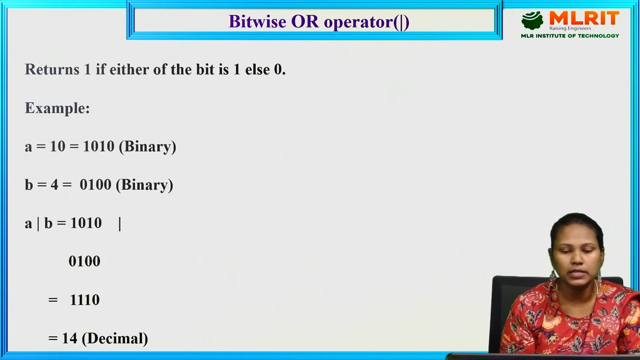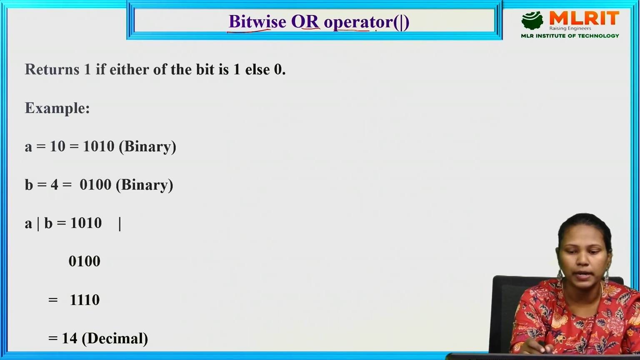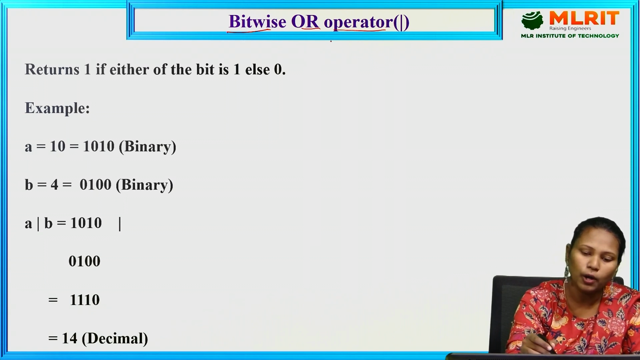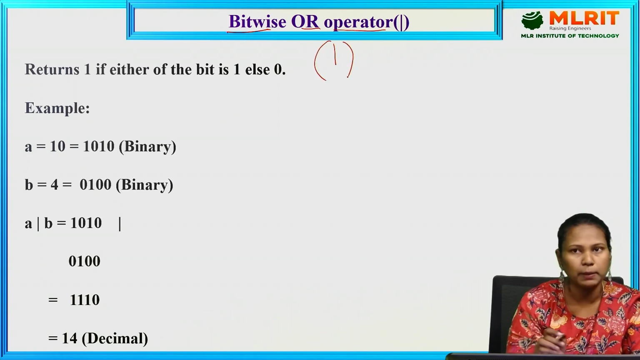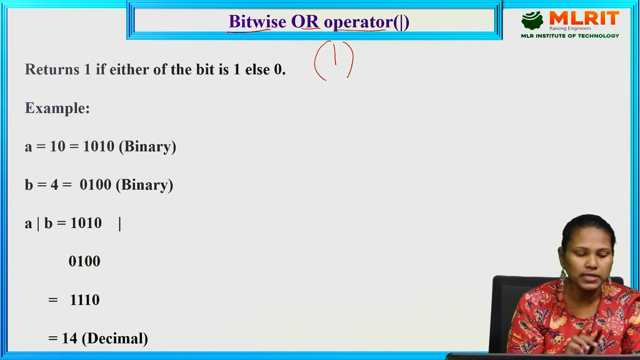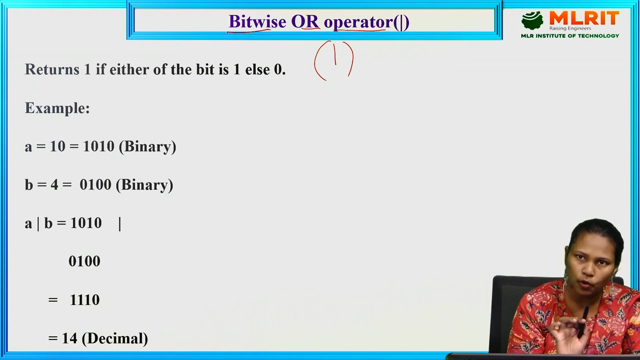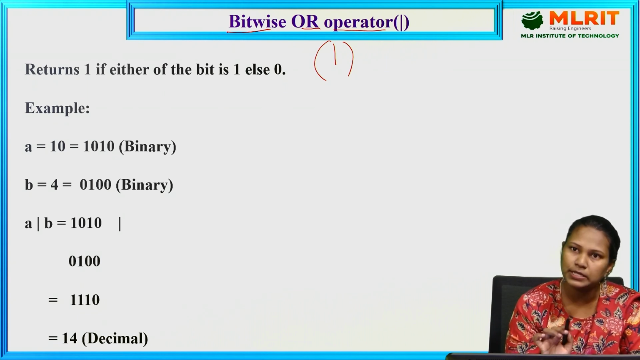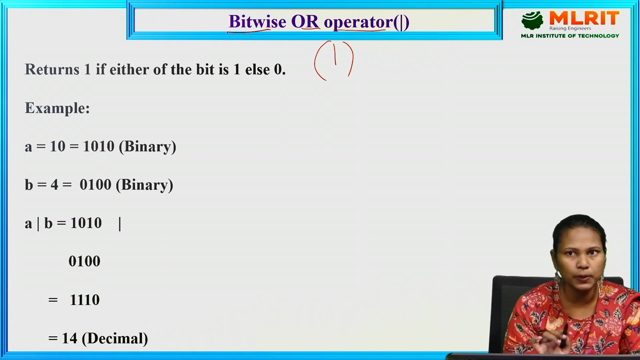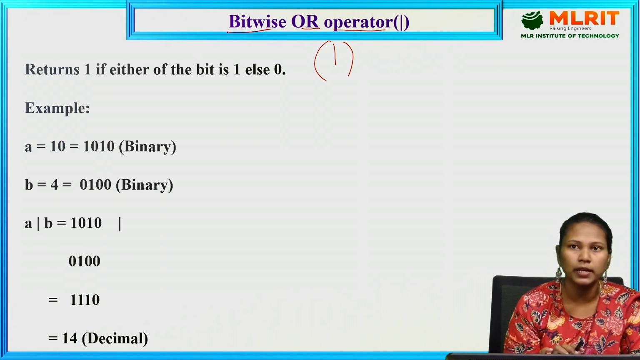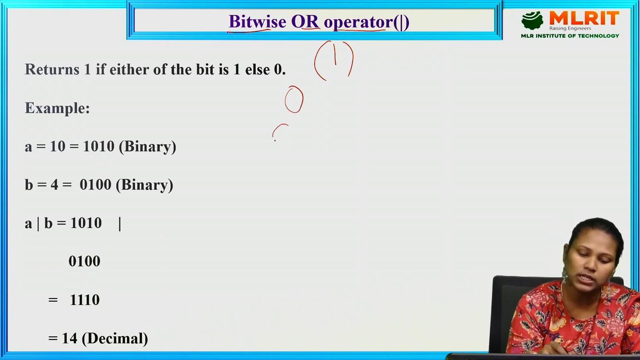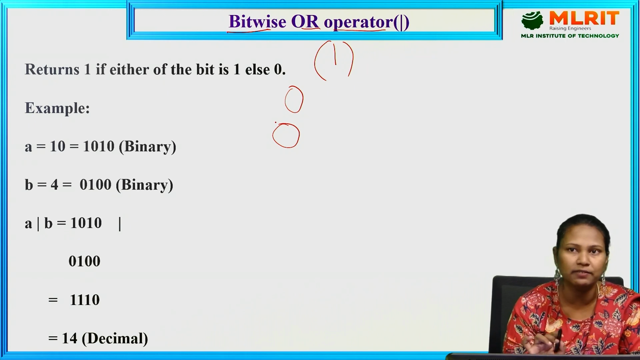The next one is the bitwise OR operator. The OR operator is represented with the pipe symbol. In the bitwise OR operator, if any one of the bits is true, it will be true. 1 0 is 1, 0 1 is 1, 1 1 is also 1, and 0 0 is 0. If both the statements are false, then only it will be false.